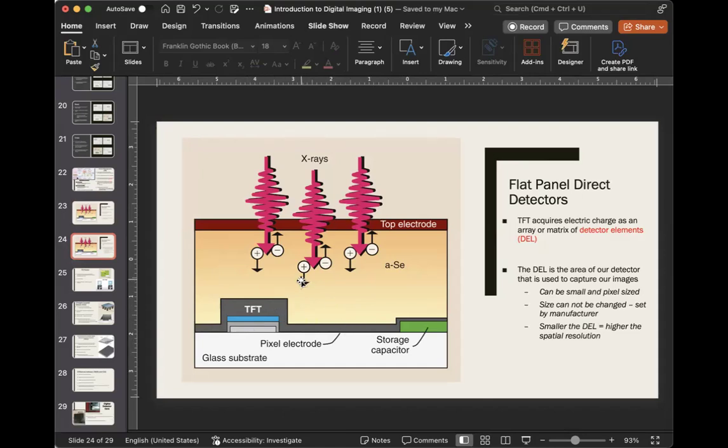The detector element is the area of our detectors that can be used to capture our image. They can be small and pixel sized. The size itself cannot be changed. It's set by the manufacturer. What we know, though, is the smaller that detector element, the higher the spatial resolution.